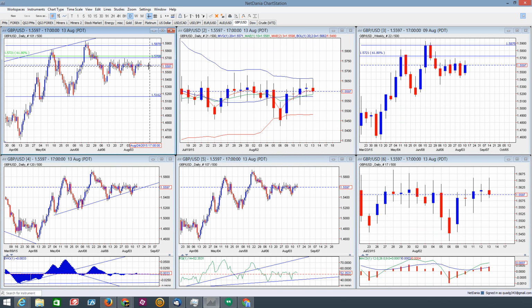All right, so we've been chopping sideways for the last few weeks here. We do have a bullish alignment on the QG3, though the upper Bollinger Band is currently holding as resistance for the time being. So we're kind of trapped between the 20 DMA and the upper Bollinger Band, but I do think we will see a break to the upside fairly soon.